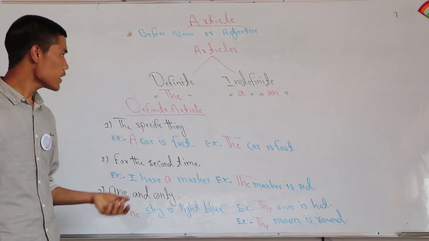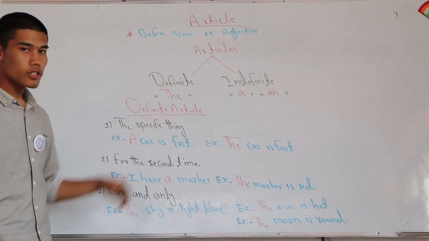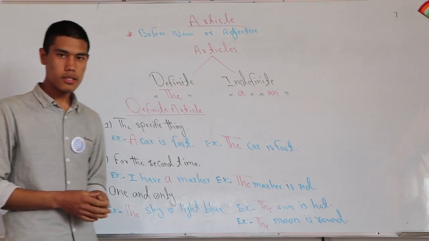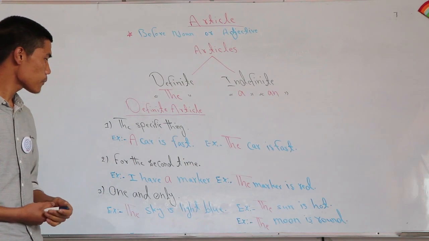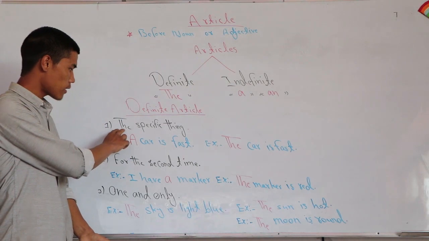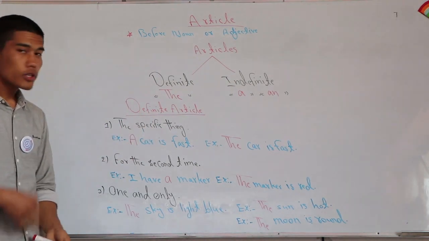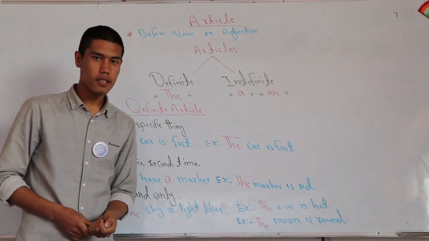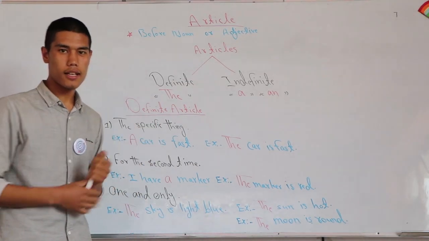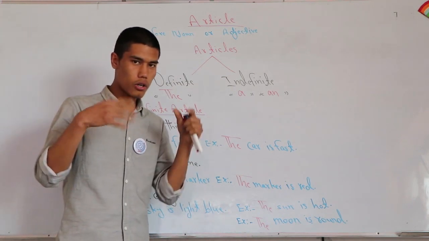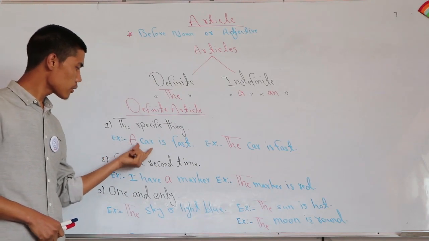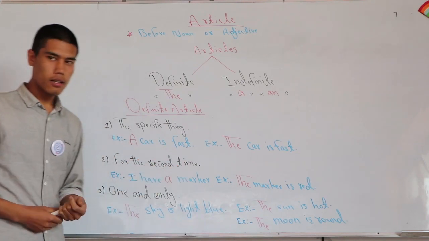Okay, at first we're going to focus on the definite article: where we should use it, and what it means when we use it in a sentence. Let's go on to usages. The first usage: the specific thing. We use "the" before a specific thing, or in a situation where the speaker and the listener know what we are talking about. For example, in the first example, "A car is fast."